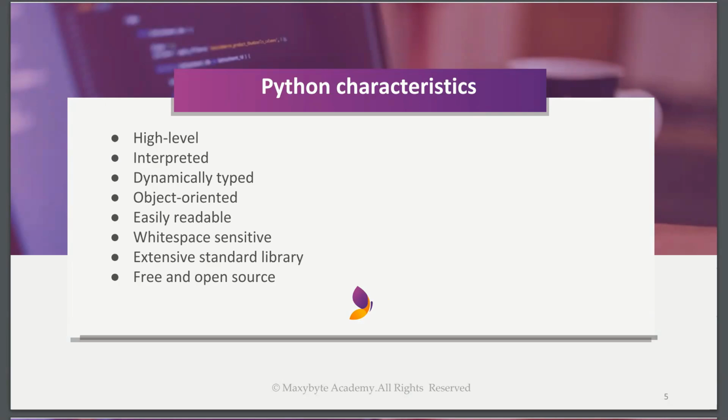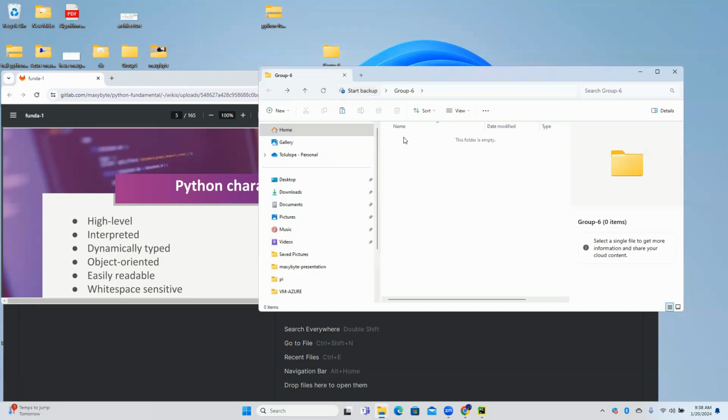But what it basically means is that when you are declaring a variable, when you are writing your program, you don't need to declare the data type of that variable. So let me show you quickly what I mean by that. So let me open my PyCharm as well.